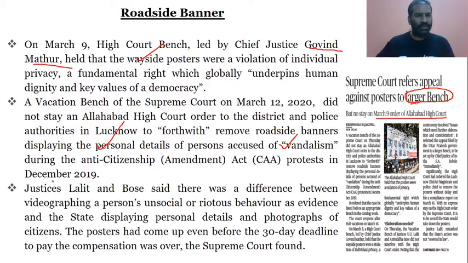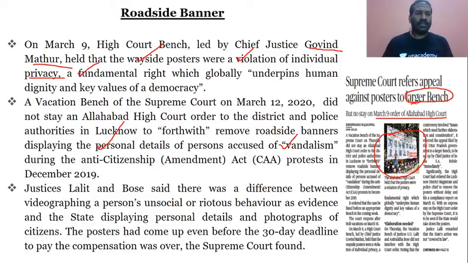So we all are aware that there was a protest in December 2019 in regards to the anti-CAA. When this protest had taken place, there was vandalism which was also carried out by a few miscreants, and then the UP government came up saying that these people were identified, and they put up all the people involved in the vandalism on the walls. When they posted it, the Allahabad High Court gave a judgment saying that it is wrong, that it is in violation of individual privacy, and it is also in violation of fundamental right.